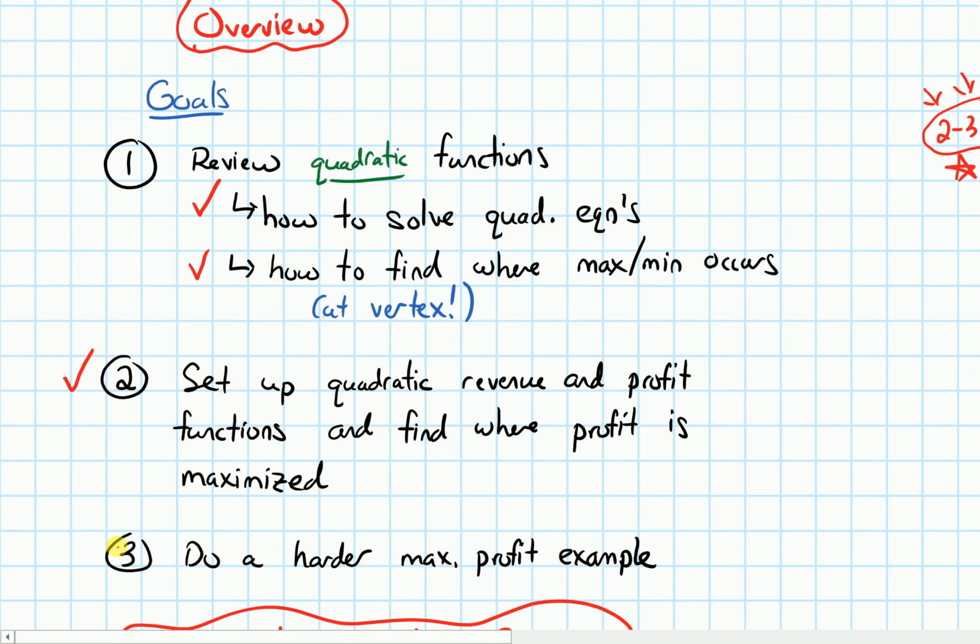All right, so at this point, we have done our third learning goal. We have talked about this harder maximum profit example.